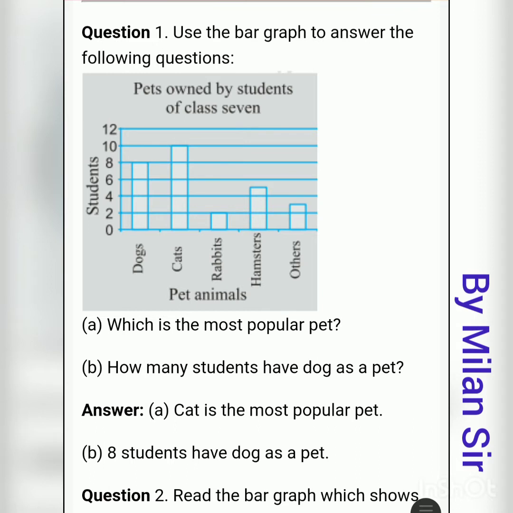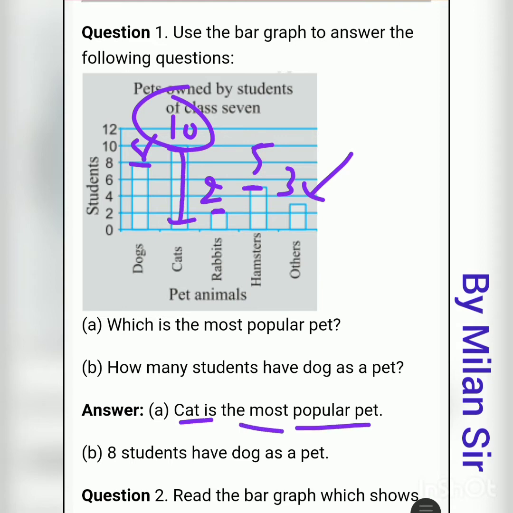Because for dogs we have 8 students, for cat we have 10 students. Up to this height we need to check it. Here we have only 2 students, here we have 5 students, because it is in between 4 and 6, and here it is in between 2 and 4, so 3 students. So highest is 10. But we need to give the name of the pet animal. It is cat. Cat is the most popular pet.